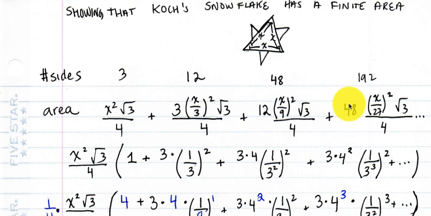Now we do some algebra. We take this expression here, and we factor out x squared root 3 over 4, leaving us with this here. Then we express the 9 as 3 squared and the 27 as 3 cubed. Notice that there's a dot dot dot at the end. This is because the Koch snowflake has infinite sides. If we have a dot dot dot, maybe we can manipulate this so that we have some sort of a series that we can compute the sum of.